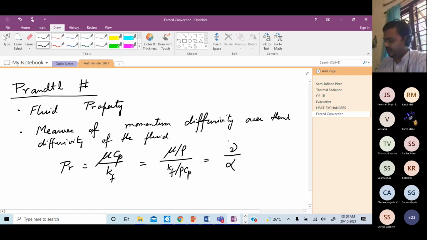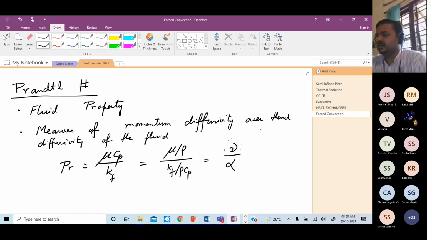Okay. The nu you see, you have learned it as kinematic viscosity. It is also called momentum diffusivity. And alpha, we have defined it and learned it as thermal diffusivity. So what is it actually signifying? It is the measure of the ease of transfer of momentum or shear forces to the transfer of thermal energy through the fluid.